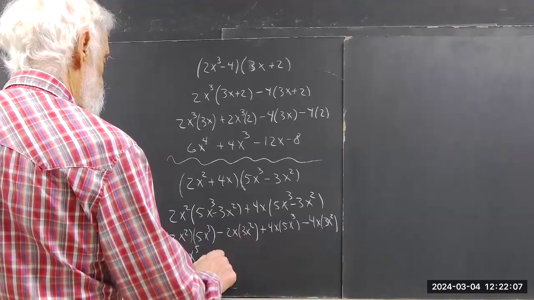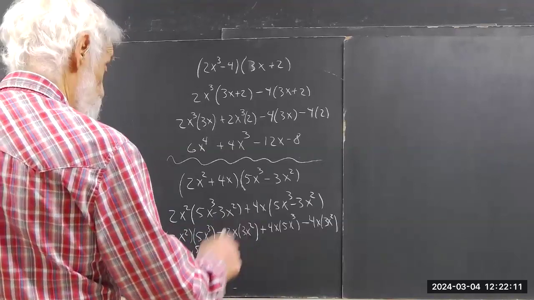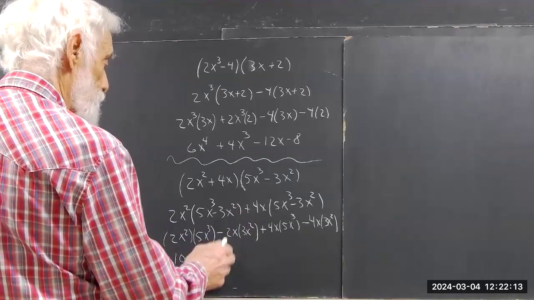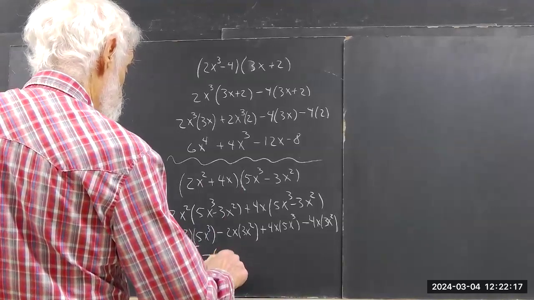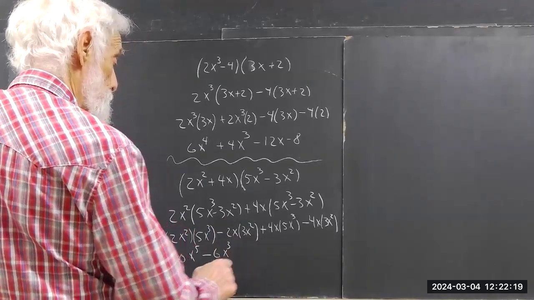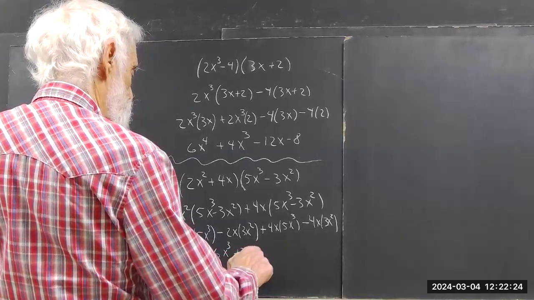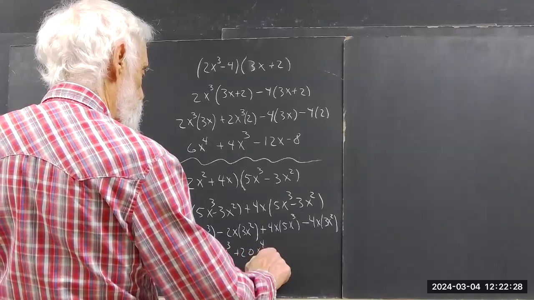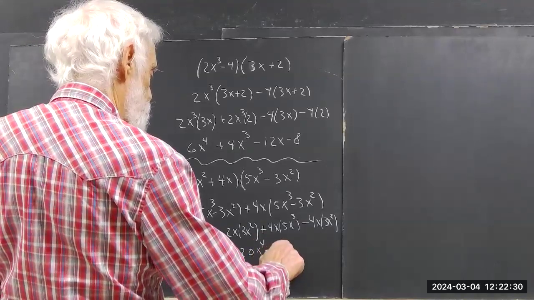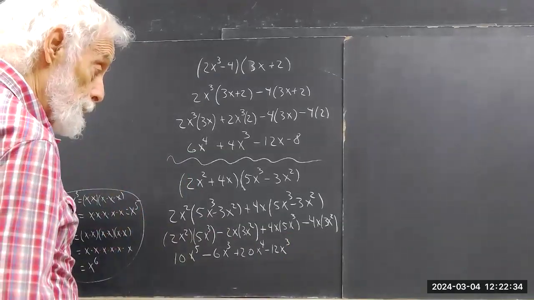And then 2 times 3 is 6. X times x squared. It's x to the 1 times x to the second. If you write it out as x multiplied by x times x, 3 x's multiplied together is x cubed. And then it's plus 20x to the fourth minus 12x cubed.